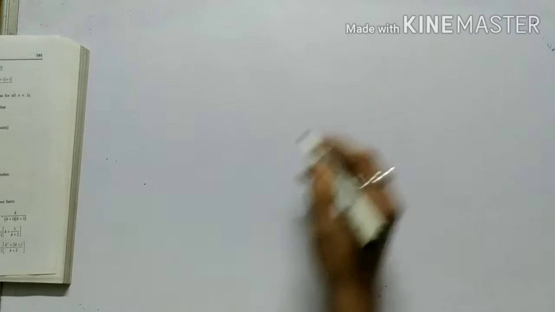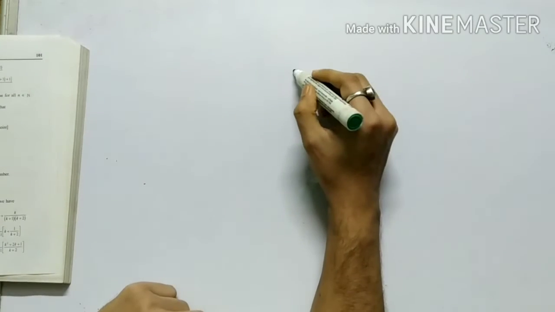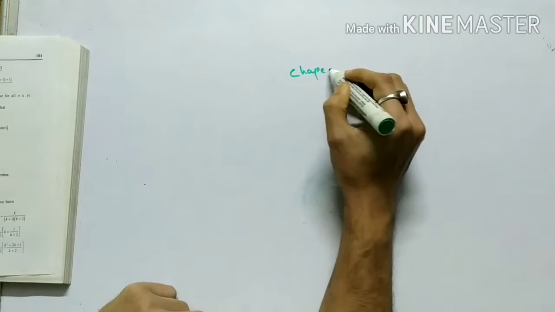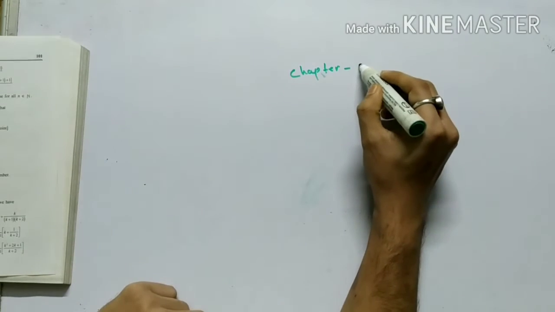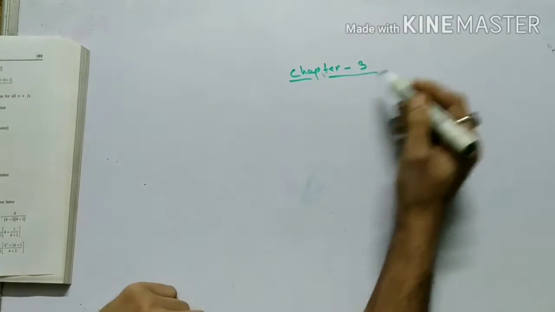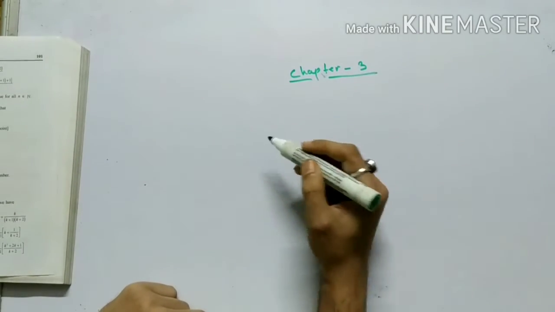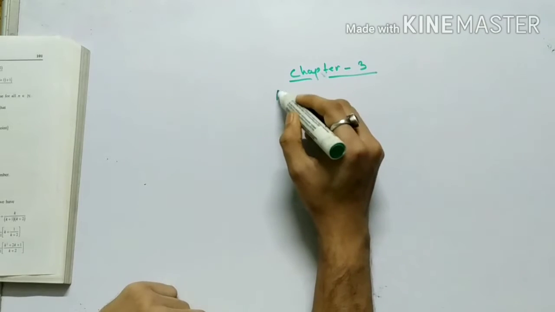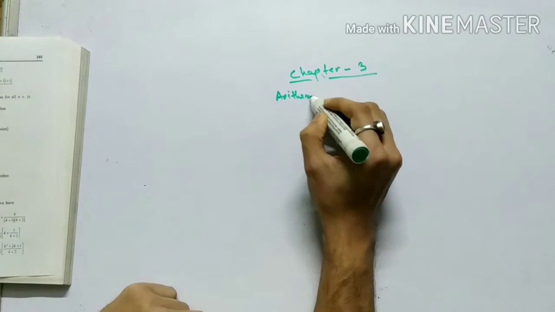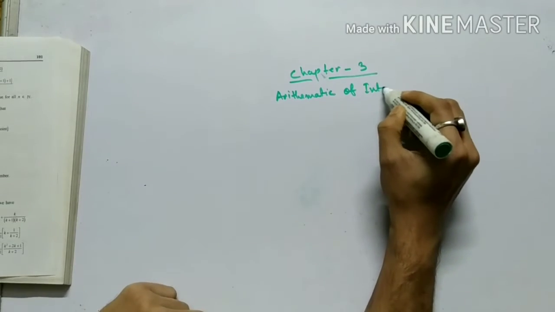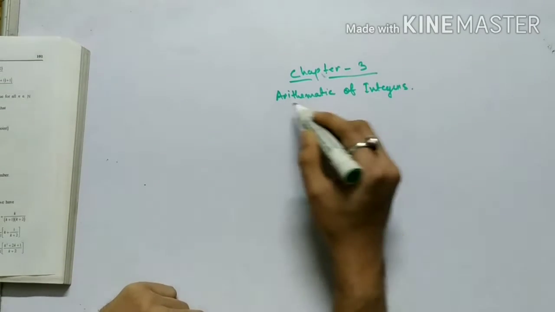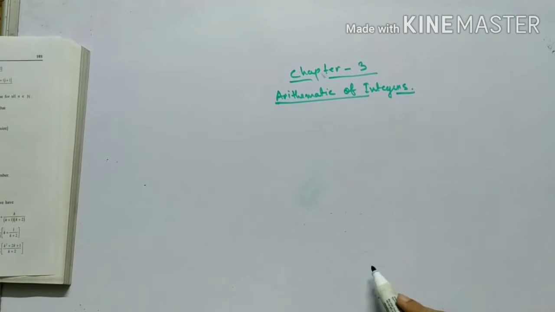So first of all, in here you see, this is your chapter 3, arithmetic of integers. Okay, this is your chapter 3, arithmetic of integers.